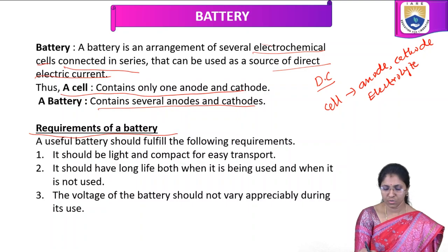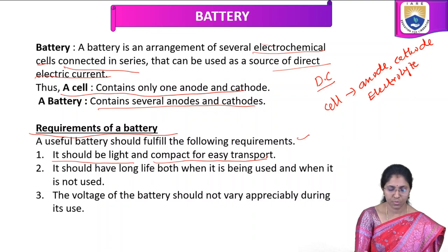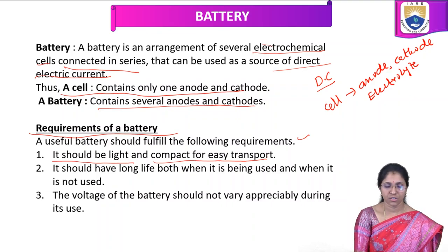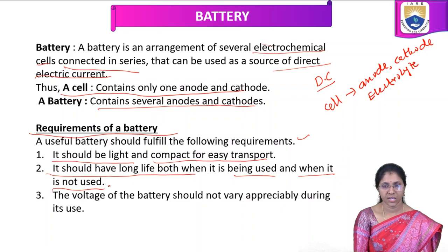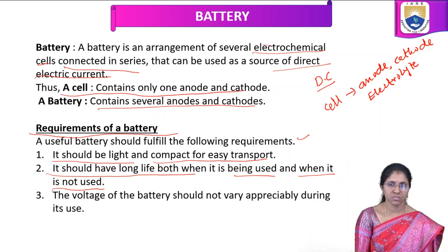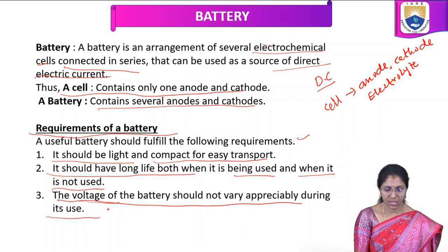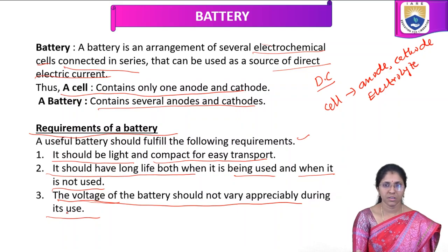What are the requirements of a battery? A useful battery should fulfill the following requirements. It should be light and compact for easy transport. Second, it should have a long life, both when it is being used and when it is not used. Third, the voltage of the battery should not vary appreciably during its use. So these are the requirements and definition of a battery.